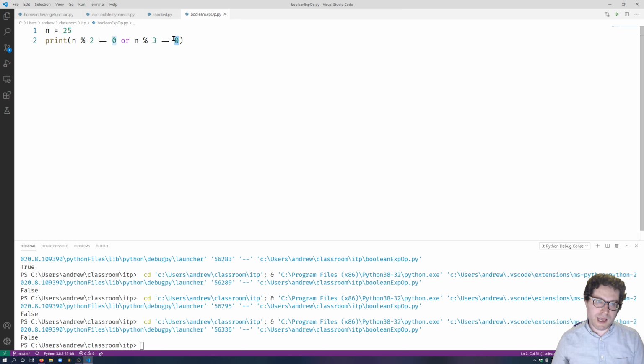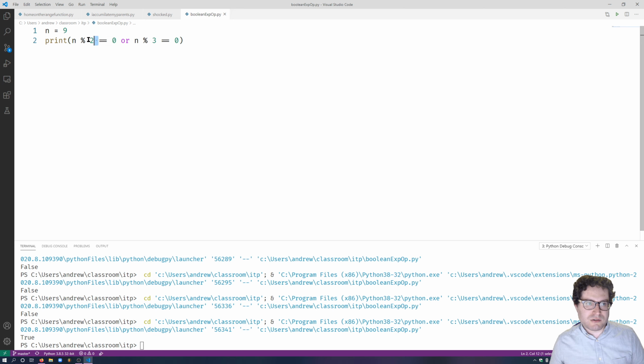Now, let's go ahead and change this number to see what we are doing. 9. So that was true this time. The remainder after dividing by 2 is not 0. It is 1. It's checking to see if it's equal to 0.